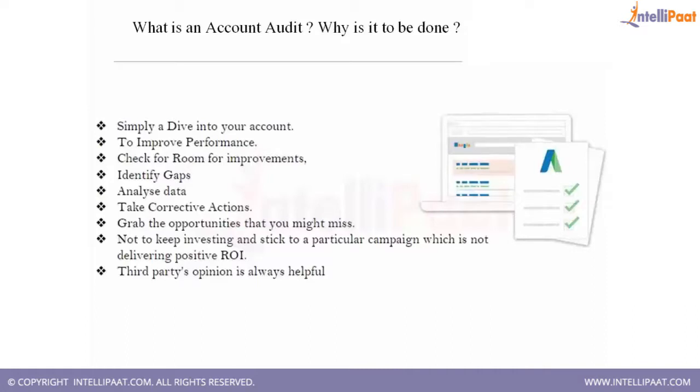After identifying these rooms for improvement, or the gaps, one needs to analyze the data across the AdWords account. After identifying the gaps and the improvements, and looking into the data, a list of corrective actions needs to be listed out. The job doesn't end by just identifying the gaps or improvements. A specific, detailed list of all possible solutions and steps needs to be made in order to minimize that gap and get the mistakes corrected with the right corrective actions.